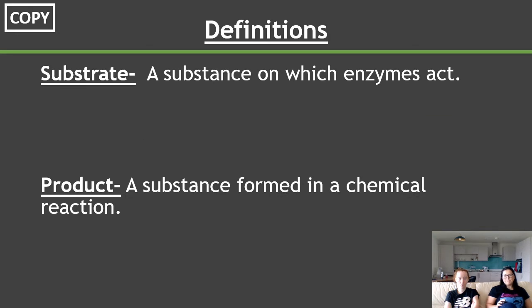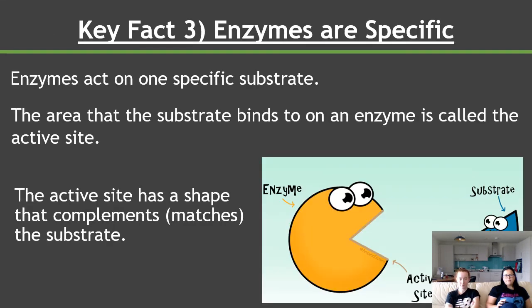Okay, so two important definitions you need to know. You need to know a substrate. That is the substance on which an enzyme acts, so the thing that an enzyme actually does a job upon. And a product is the thing formed from the chemical reaction. So when the enzyme acts on a substrate, the thing produced at the end of it is the product.